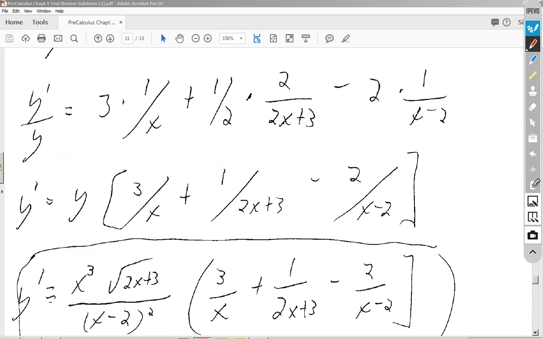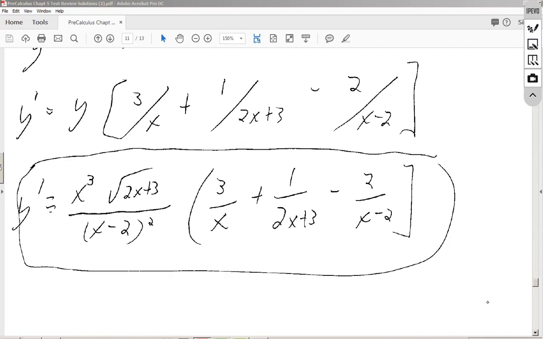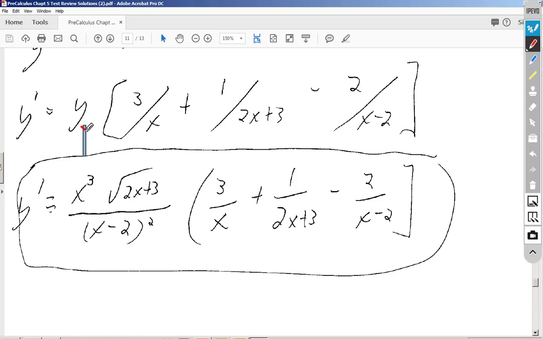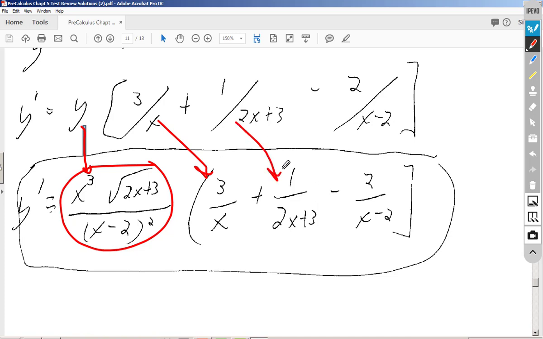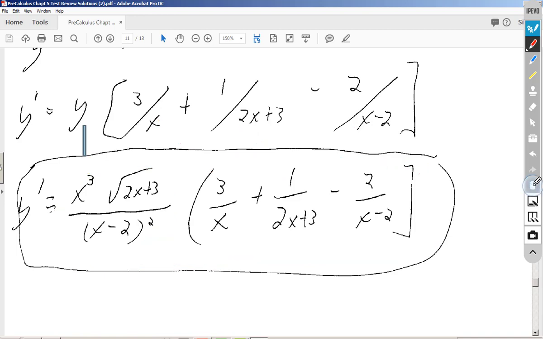So now simplifying it down further, I know that y was equal to this equation right here. So notice y was equal to x cubed times the square root of 2x plus 3 times x minus 2 squared. And then I still have my 3 over x, my 1 over 2x plus 3, and minus 2 all over x minus 2. And we'll just leave it like that. We could combine it together using some algebra, but we'll just go ahead and leave it like that. And that would be my derivative.